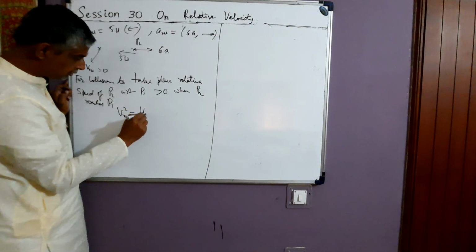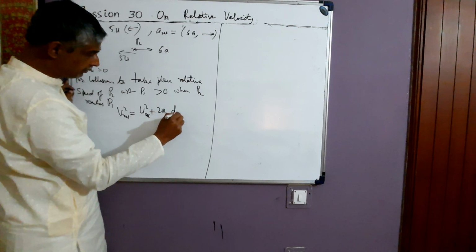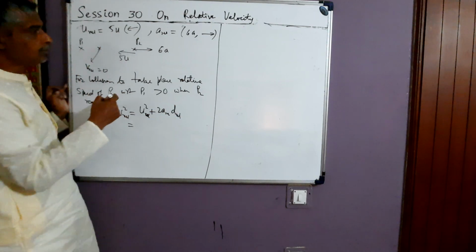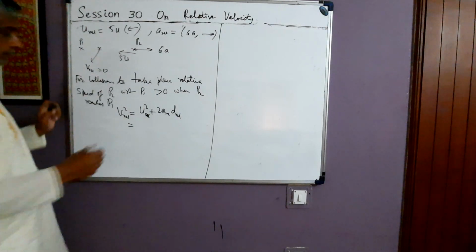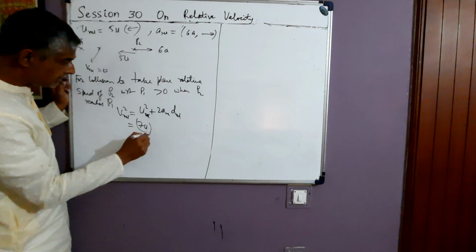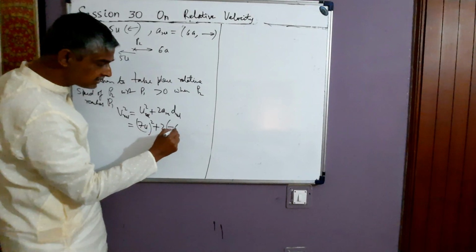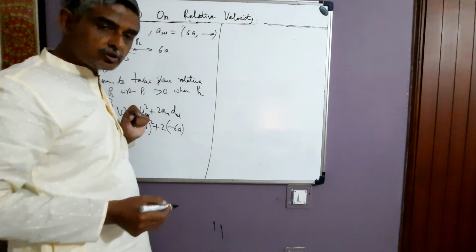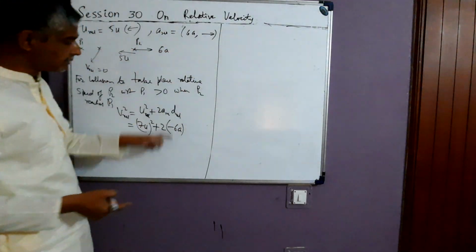V relative square equals U relative square plus 2A relative into D relative. Now U relative is how much, as we discussed just now? U relative was 7U leftward. So this is 7U left. Left side positive, right side negative. A relative is minus 6A, because the relative acceleration of P2 with respect to P1 is 6A rightward. Left side is taken to be positive, so 6A minus.